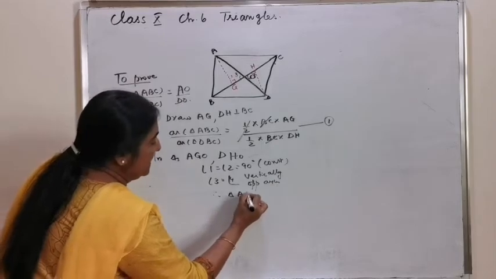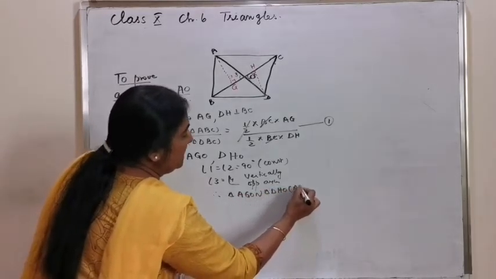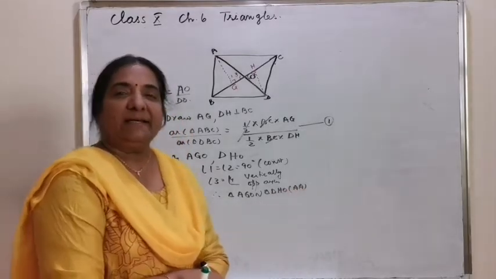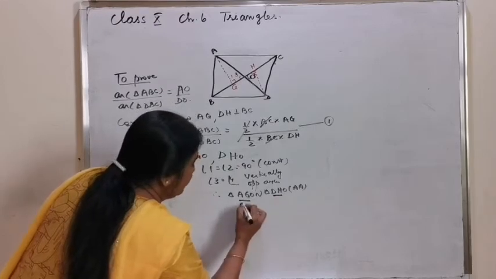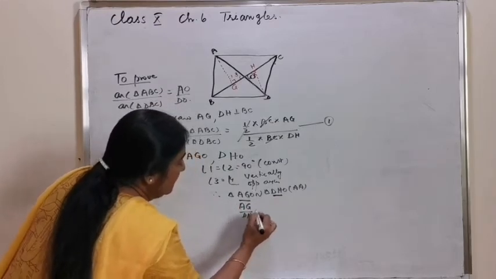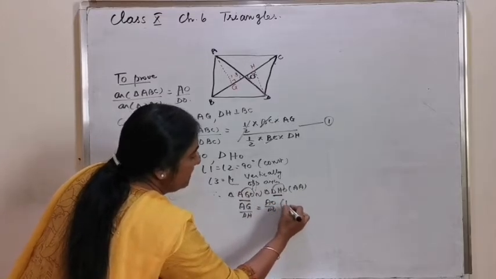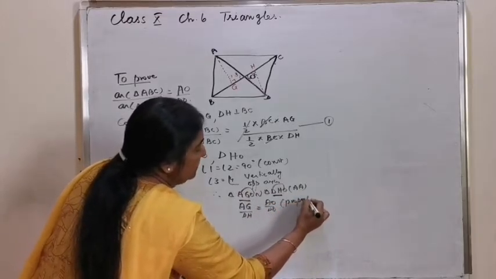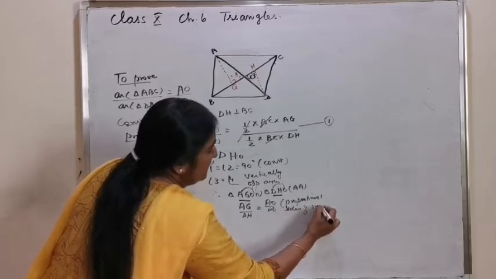Therefore, triangle AGO is similar to triangle DHO by AA similarity. The proportional sides are AG by DH is equal to AO by DO, proportional sides of similar triangles.